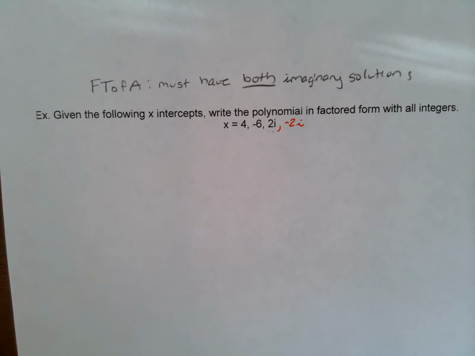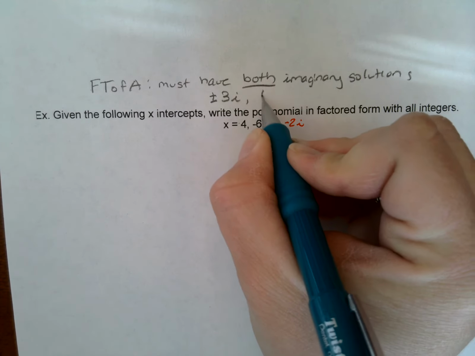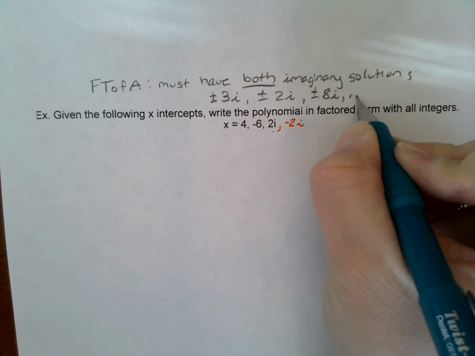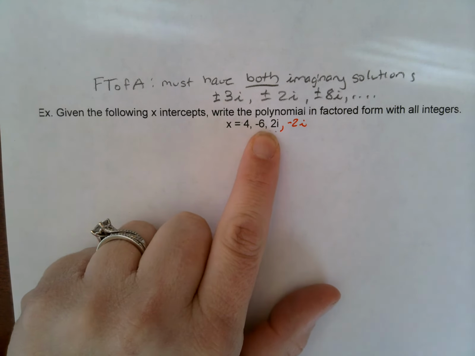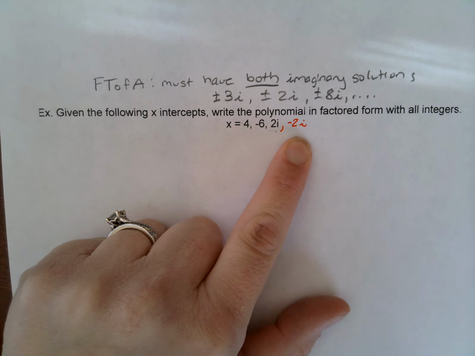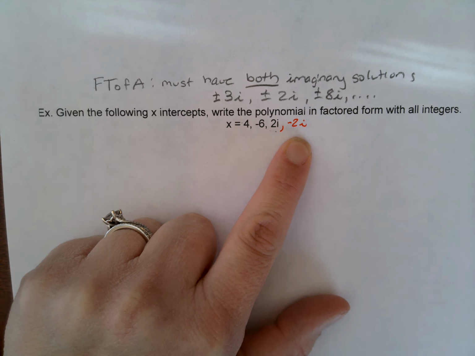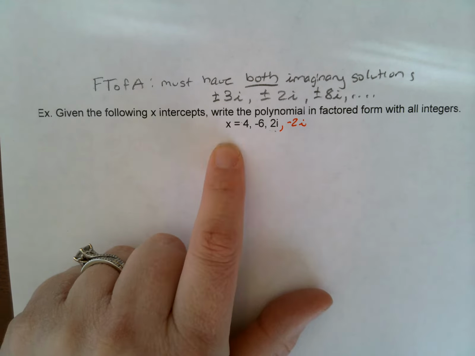You've never just gotten one imaginary solution. You've always ever gotten plus and minus 3i, plus and minus 2i, plus and minus 8i, and so forth and so on. You will always have a plus and a minus. So if I just give you the plus, you automatically know you have the minus. Okay, so that's what the fundamental theorem of algebra also tells you. So now let's actually write this polynomial in factored form with all the integers.